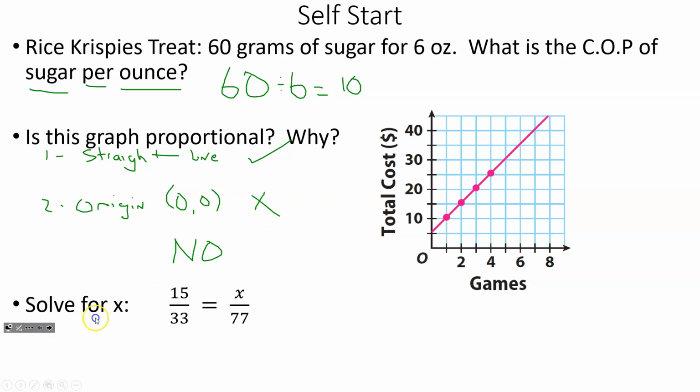And last question says solve for x. Now, for this question, a lot of people will try to figure out what needs to happen to go from 33 to 77, or we also learned that we could do this. We multiply numbers that are diagonal, so we do 15 times 77. Then we divide by the remaining number, so divide by 33. And that is going to tell me what x equals. So when I do that, x equals 35.